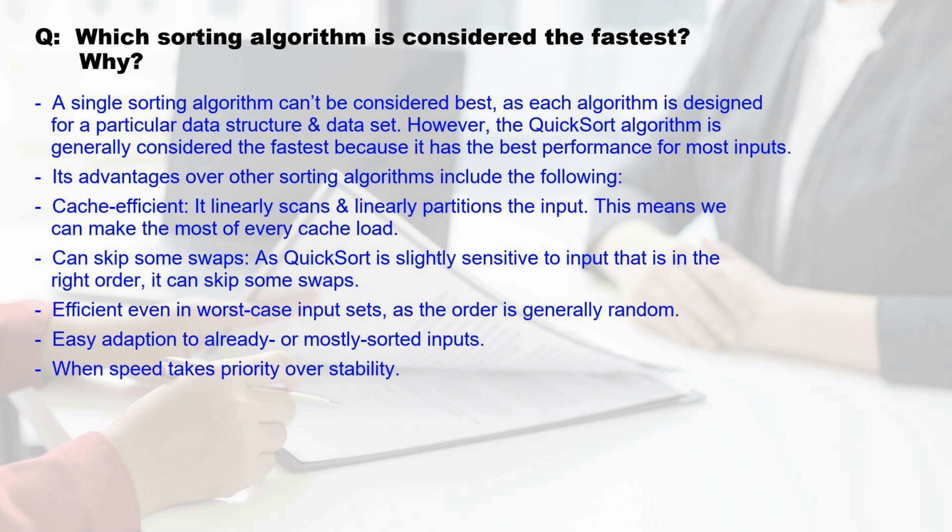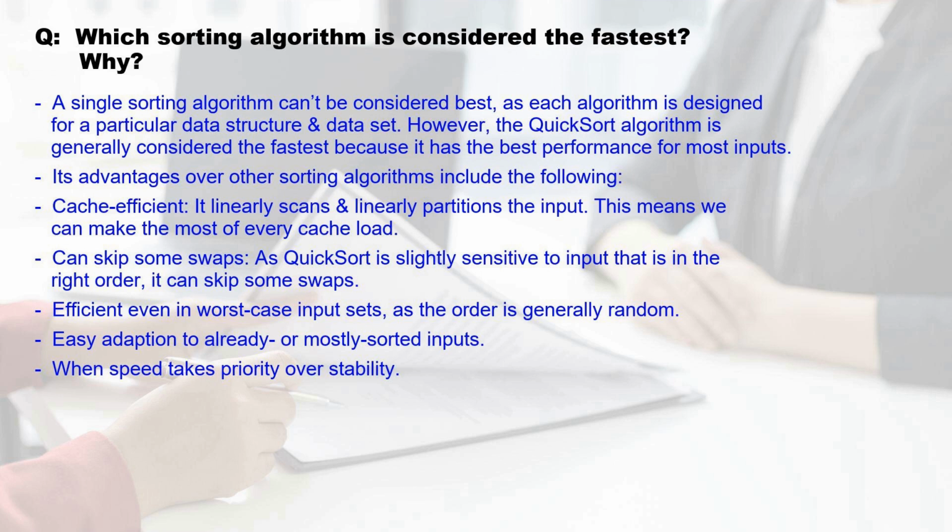A single sorting algorithm can't be considered best, as each algorithm is designed for a particular data structure and data set. However, the quicksort algorithm is generally considered the fastest because it has the best performance for most inputs. Its advantages over other sorting algorithms include the following: cache efficient. It linearly scans and linearly partitions the input. This means we can make the most of every cache load.